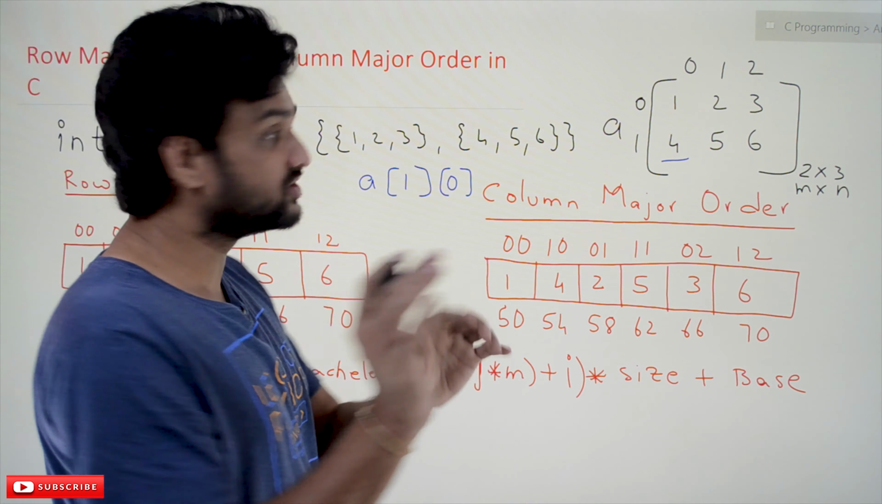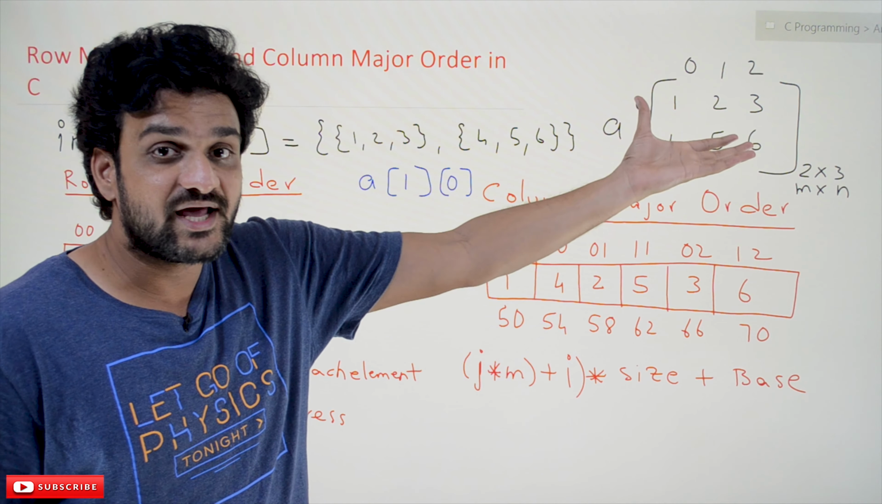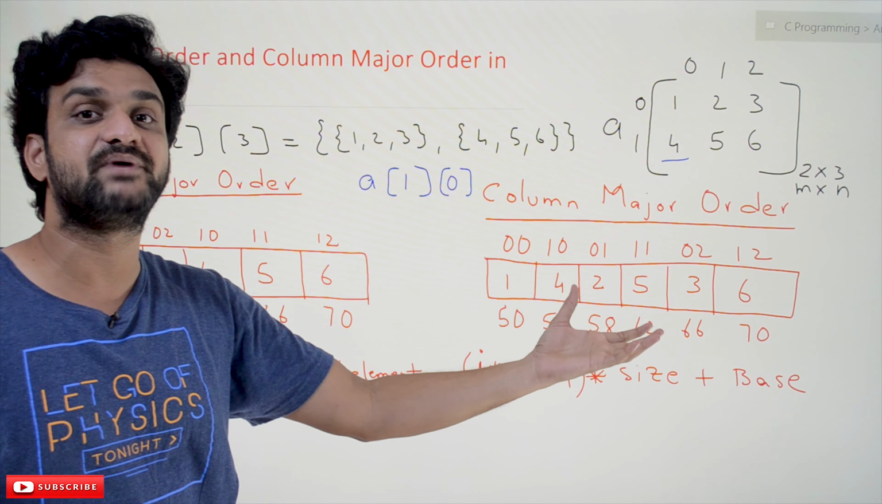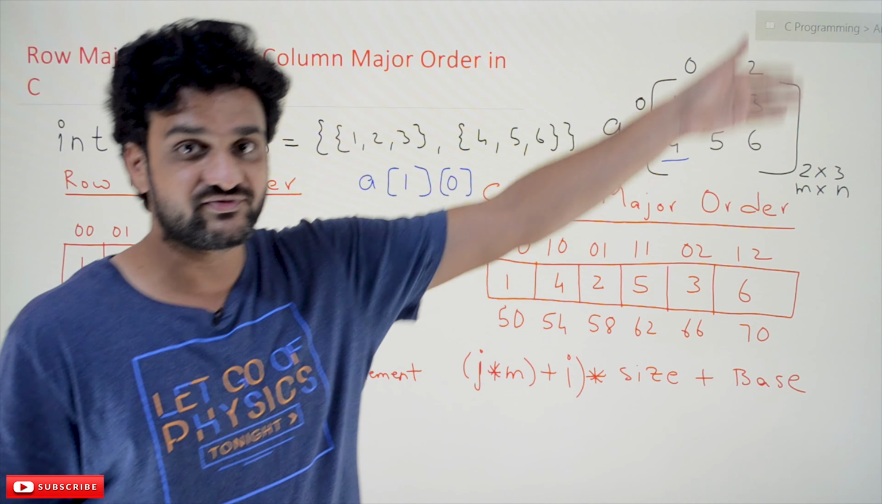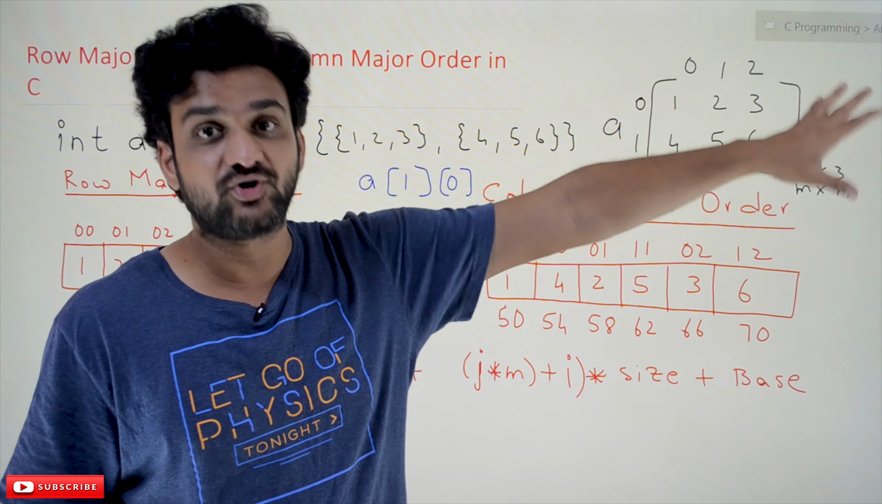See how the column measure order is arranged. Are both these arrangements the same? No, the arrangement is different. Here the elements are stored column wise: 1 4, next 2 5, next 3 6. This is how, in column measure order, the values of this 2-dimensional array get stored in memory. Column wise the elements will get stored.